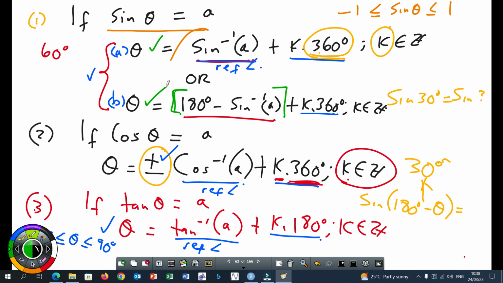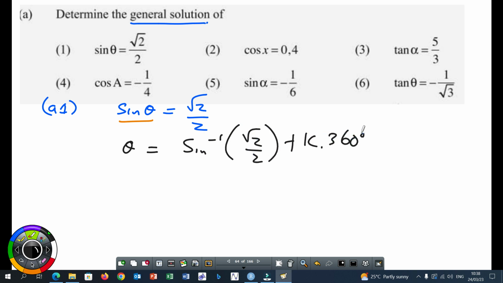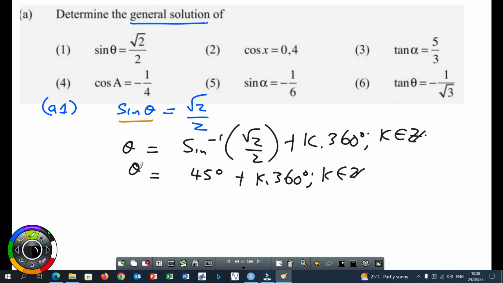The only difference is that where we have shift of the value of a, we are going to put root 2 over 2. So theta will be equal to shift sine of root 2 over 2 plus k times 360 degrees, where k is an integer. Fortunately, I know that root 2 over 2 gives me a special angle, which is 45 degrees. So that's the first general solution for that trigonometric equation.